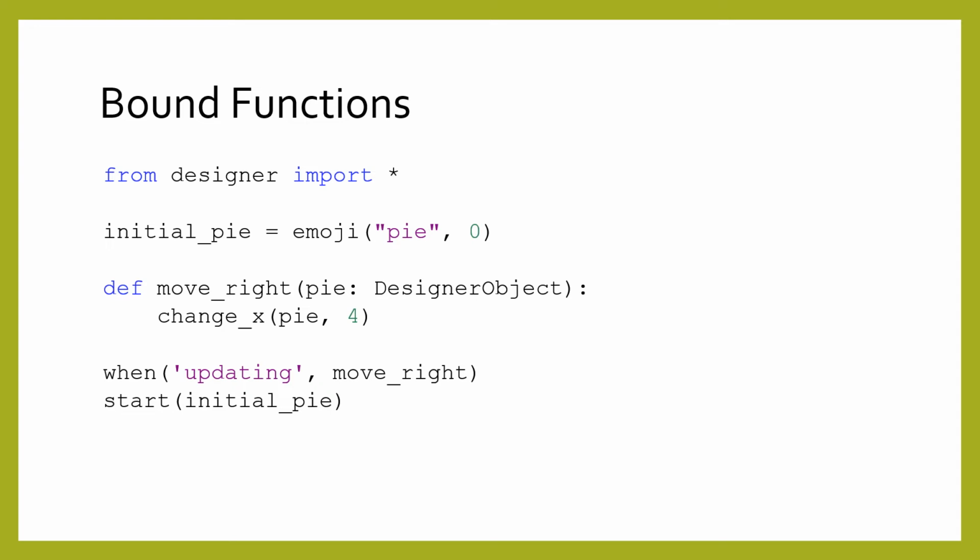But where does that designer object come from? The answer is the new start function, which is exactly like draw, but allows the program to keep running so that it can accept interactive events. That start function accepts an initial state for the game, in this case, an emoji of a pie. That emoji becomes the state parameter for the bound function, passed in as an argument every time the game updates, so that the bound function can mess with the current version. But what do we mean by every time the game updates?